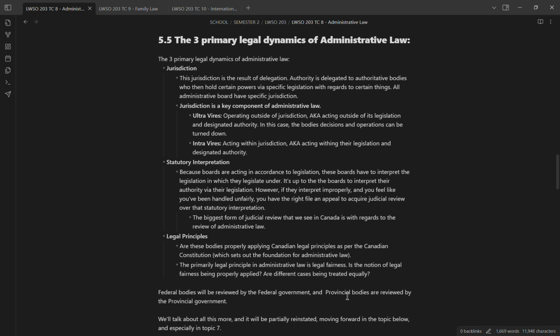When it comes to all three of these things, any improper care taken in the execution of these different dynamics of administrative law, if it's a federal administrative body doing this, will be reviewed by the federal government. If the provincial body is the one that is acting carelessly or incorrectly, they will be reviewed by the provincial government. We'll talk about it a little bit more, and it'll be reinstated moving forward in the topic below. We did a little bit in topic 7, if I remember right.